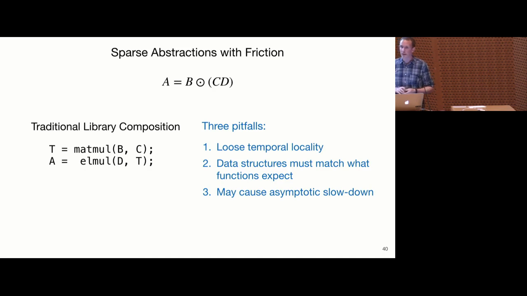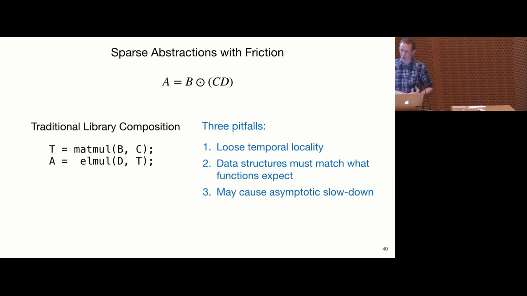You multiply two dense matrices, and then you element-wise multiply that by a sparse matrix. With the traditional library composition, you would have your multiplication followed by your element-wise multiplication. And there are three pitfalls with this sort of construction, or this way to do abstraction, which is the standard way to do abstraction.